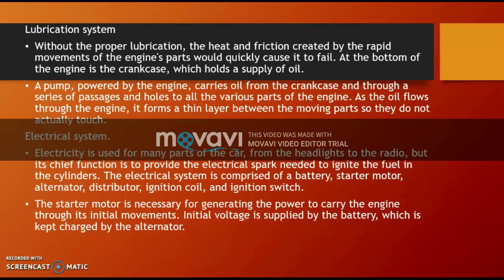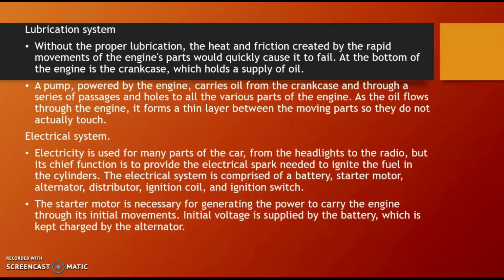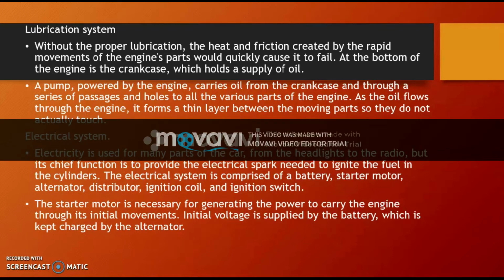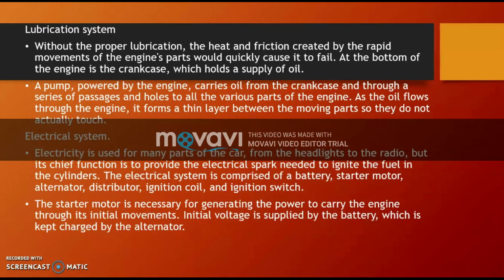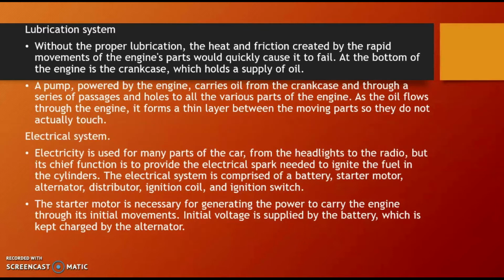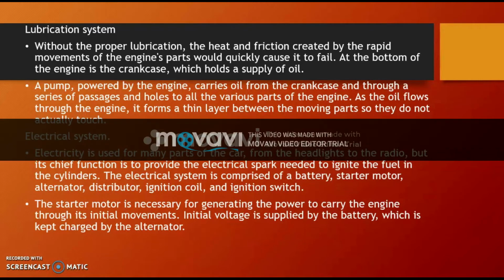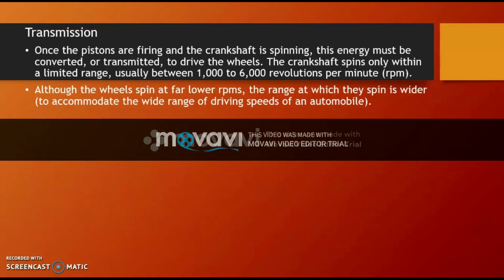actually touch. For the electrical system, electricity is used for many parts of the car from the headlights to the radio, but its chief function is to provide the electrical spark needed to ignite the fuel in the cylinder. The electrical system is comprised of a battery, starter motor, alternator, distributor, ignition coil, and ignition switch. The starter motor is necessary for generating the power to carry the engine through its initial movement. Initial voltage is supplied by the battery, which is kept charged by the alternator.